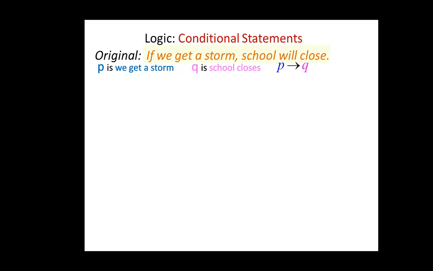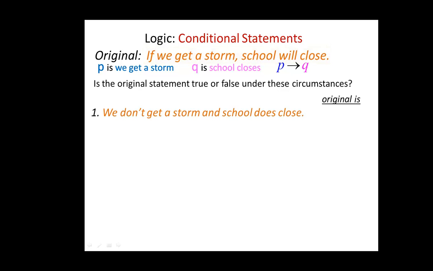Here's our original. We'll use the same example. Decide whether it's true or false under each circumstance. Pause the video, make your decision. First case, we don't get a storm and school does close. What is the original, true or false? In this case, the hypothesis did not happen. Remember, P was we get a storm. We didn't get the storm, so it's automatically true. If our hypothesis didn't happen, we accept the implication as true.